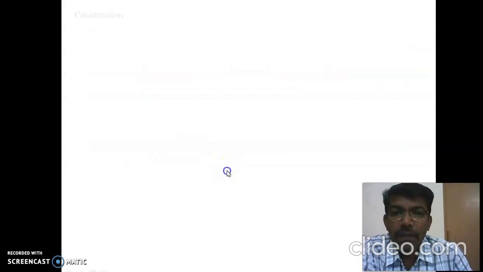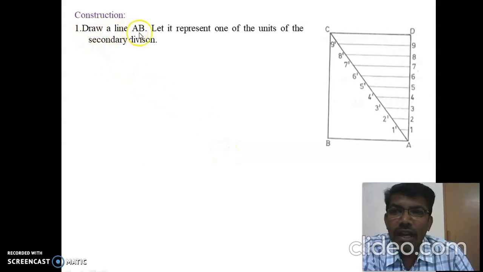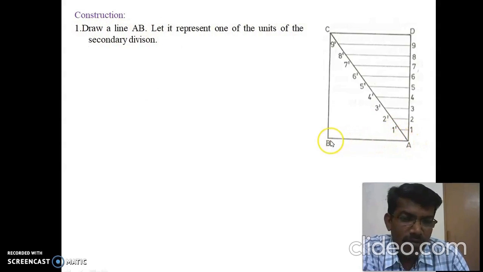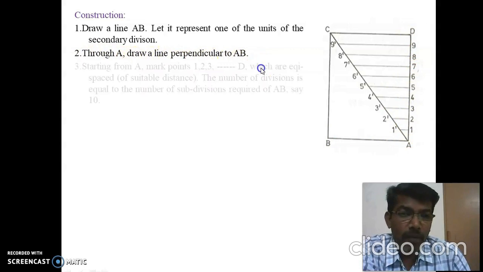So now let us see what is the principle of the diagonal scale. First draw a line AB, let it represent 1 unit, 1 unit in the secondary division. First draw a line AB with any distance. Then next draw a perpendicular line to AB from one end, that is AD. Through A draw a line perpendicular to AB.